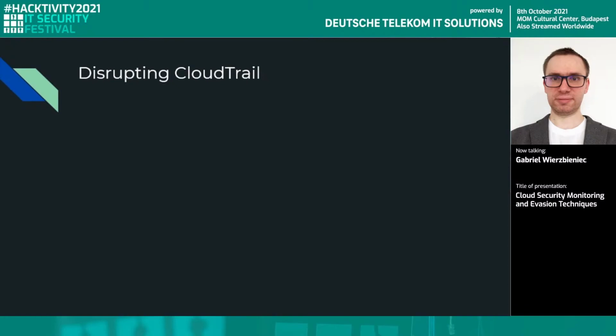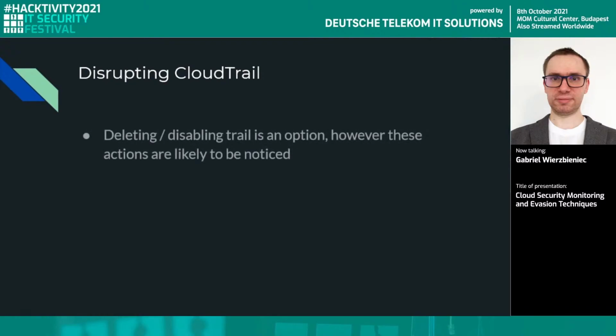As I said, we can also disrupt CloudTrail. Of course, we can delete a trail or disable a trail. That's possible. For example, from the CLI, you just issue the command delete-trail or stop-logging, and it's done. But it's also likely to be noticed, because companies are monitoring for these events.